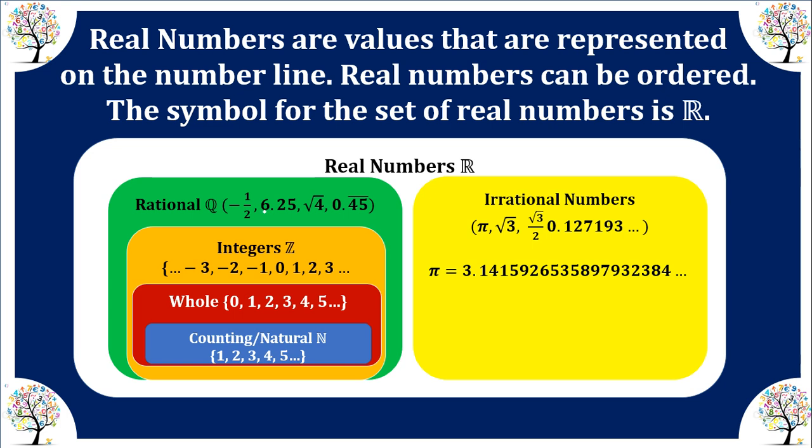Then we have the other group of real numbers called irrational. And these are numbers such as pi, a non-perfect square such as the square root of 3, a decimal that does not terminate and does not repeat. These are irrational. So that's what we're going to talk about in this lesson, and how to identify if a number is rational or irrational.